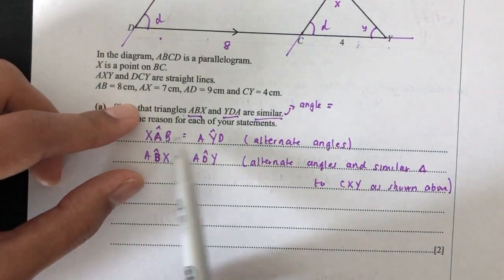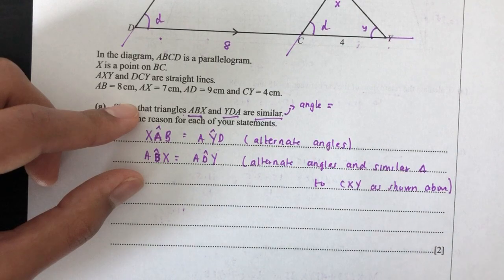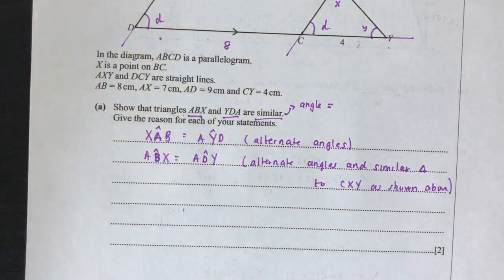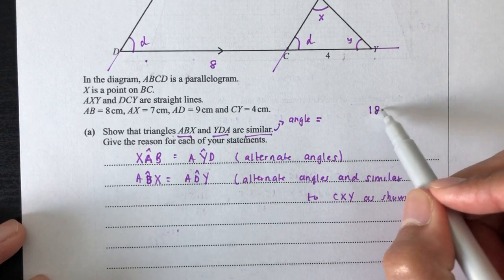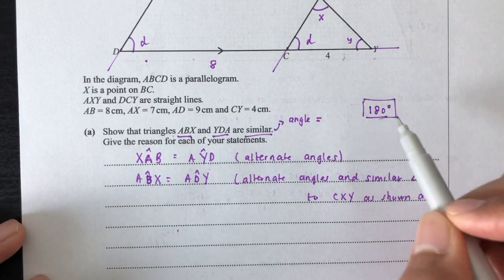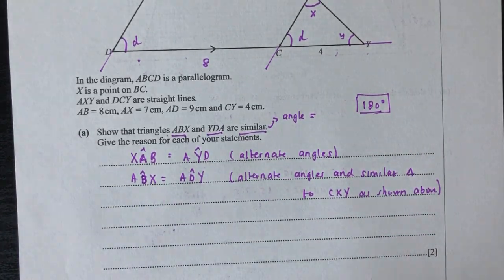So if you know two angles of a triangle, it means that the other one is equal by assumption, because you always have 180 for the sum of the three angles of a triangle. That was 24.